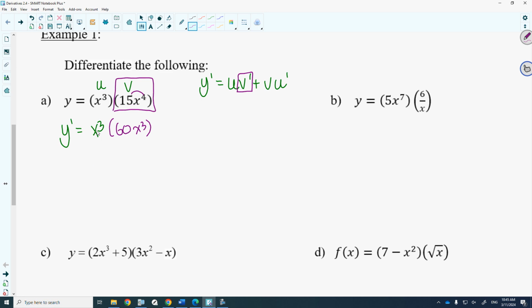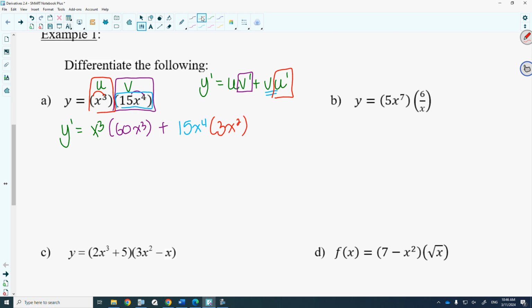So this is u v prime plus v. So v is my second function. So v is going to be 15x to the 4 times u prime. U prime is the derivative of the first. So the derivative of this would be 3x squared.